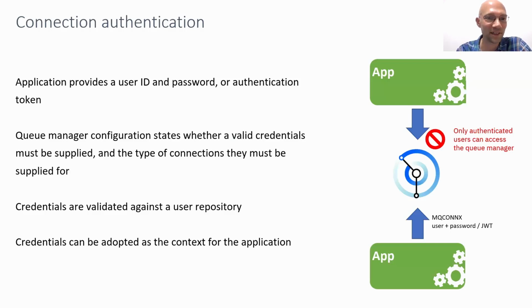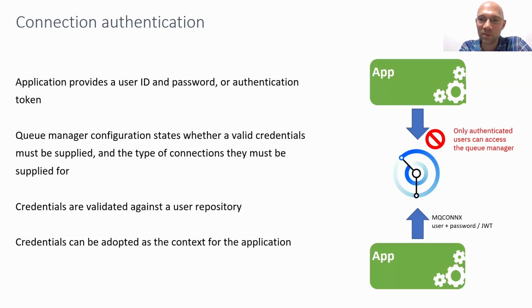surprisingly enough, connection authentication. What this does is let you configure your queue manager to require that applications that connect in, whether they're local or remote applications, supply some kind of authentication, some kind of credentials, when they connect into your queue manager. That could be a user ID and a password, or, if you're using more recent versions of MQ, an authentication token. And those credentials, when the application supplies them, will be validated by the queue manager against whatever user repository has been configured on the queue manager.